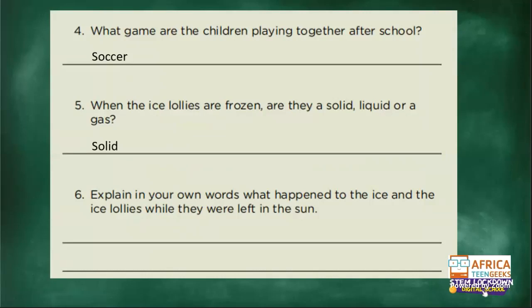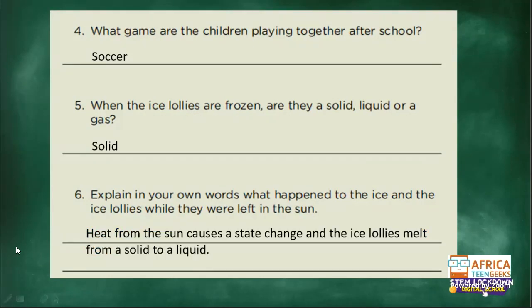Question number 6. Explain in your own words what happened to the ice and the ice lollies when they were left in the sun. I want you to quickly type in your chat box and tell me in your own words what happened to it. What will happen to ice lollies if you leave them in the sun? They melted because of the heat. They melted. The heat around them caused the ice lollies to melt. Perfect. Heat from the sun causes a state change, and the ice lollies melt from a solid to a liquid.